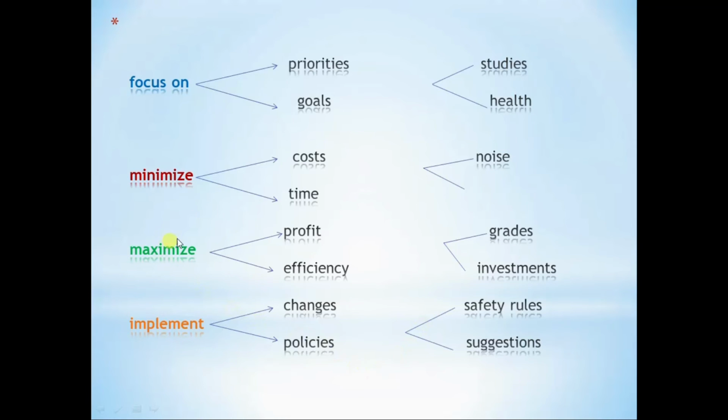The next word is maximize. Maximize means to make as high as possible. We need to maximize our profit. Profit is the money that you earn after you have paid everything and everyone. We need to maximize efficiency. Efficiency is productivity, how well you work in terms of time, in terms of all your resources. Maximize efficiency. As a student or as a parent, you want your children, or you want yourself, to be able to maximize your grades. You want to maximize your investments.